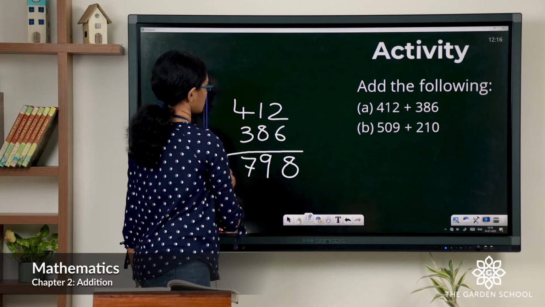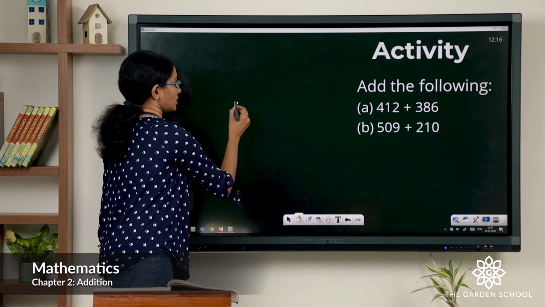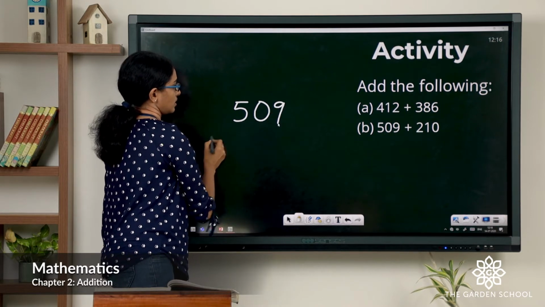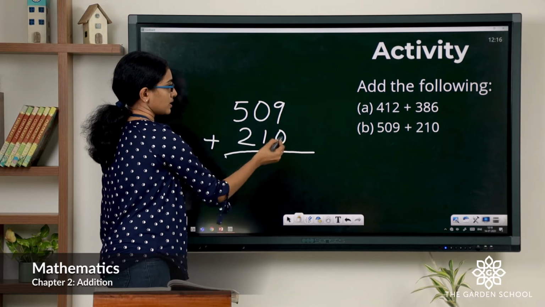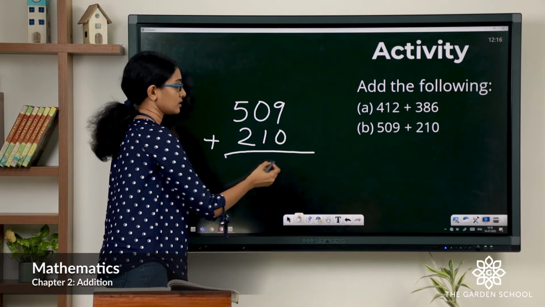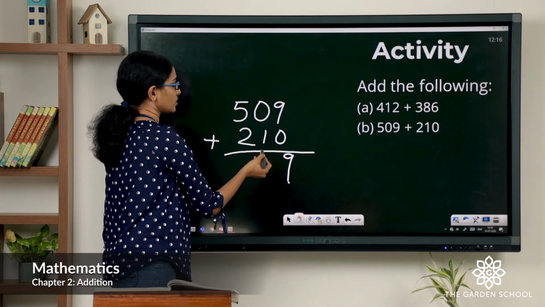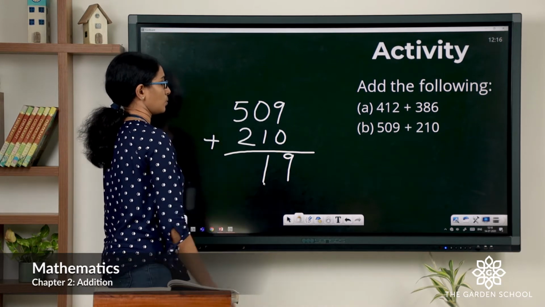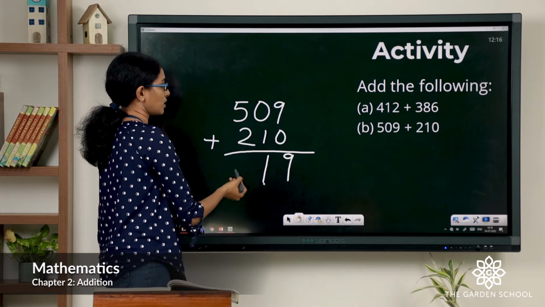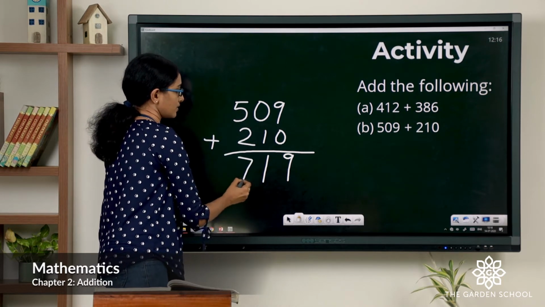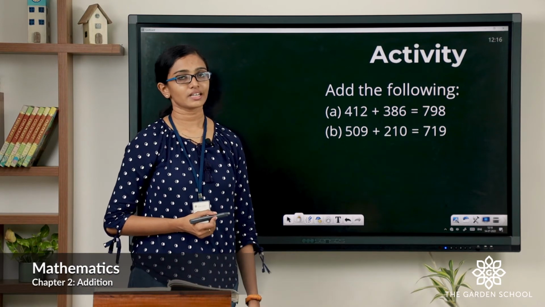Now the next question, 509 plus 210. Let's see how we can add those numbers. So 9 ones plus 0 ones. It's 9 ones itself. Now let's add the tens. Now 0 tens plus 1 ten, 1 ten itself. Now let's add the hundreds. So 500 plus 200 give you 700. So I hope your answers are correct.